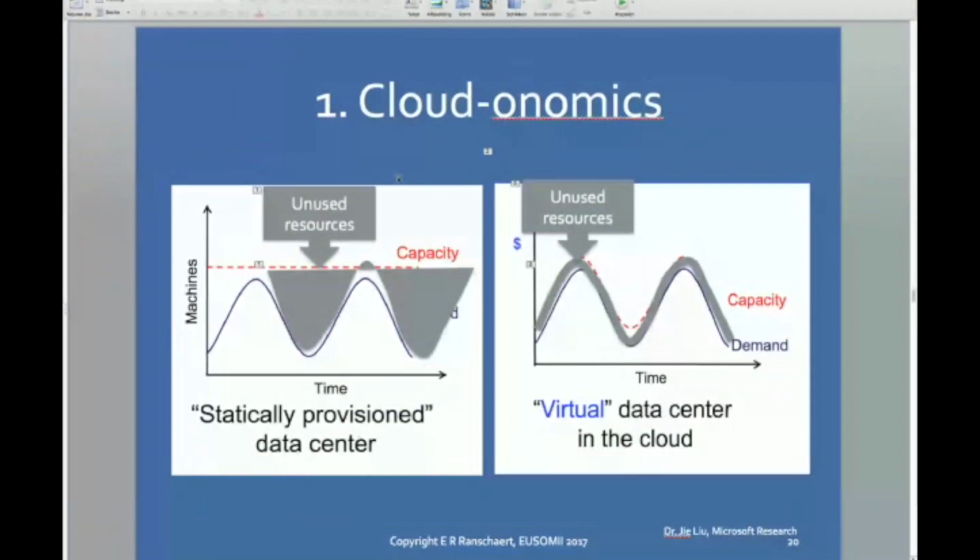So cloudonomics, what does it mean? Well, in a classic system, which means a statically provisioned data center, we see that the available capacity is often too high, and the need is fluctuating. So there is often a lot of unused resources, so the capacity is too high. When we use a virtual data center in the cloud, then we can just adapt the capacity depending on the demands or on the needs. So we don't have unused resources. So this is why they call this cloudonomics.